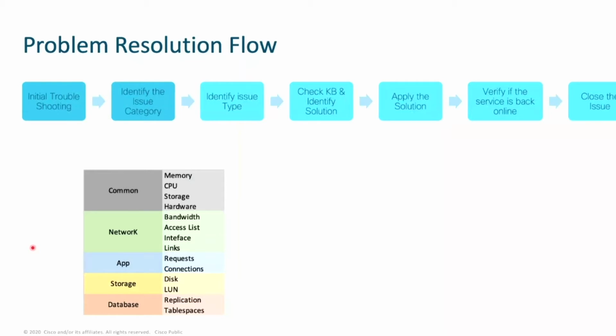If you look at the network, there could be specific categories such as bandwidth issues or access list issues. Something happened to the access list and the service is down, or something interface related, where the interface is up or down, or some looping problem, or the link is down. Similarly, with respect to storage, we have categories like disk related issues, LUN related issues, and so on for the other categories also. We have listed a few examples with respect to each layer, just for demonstration purposes, but the list is not exhaustive.